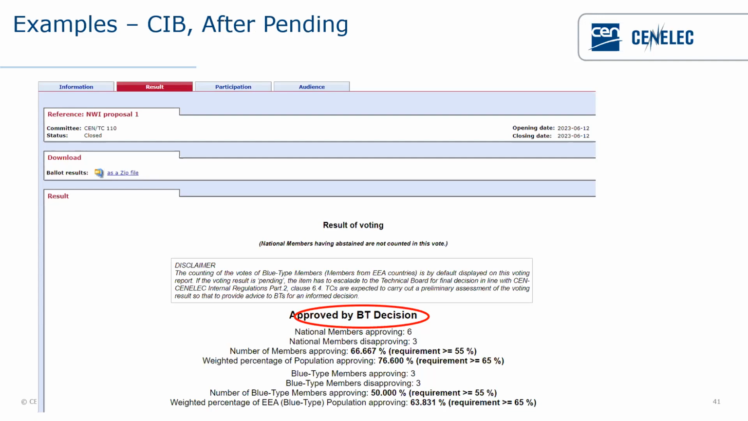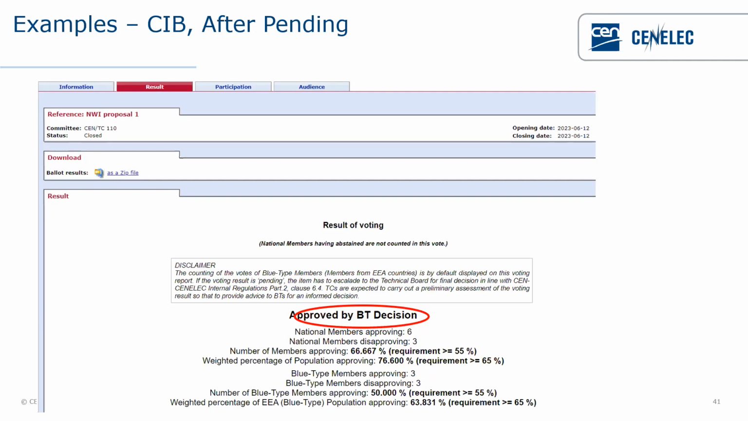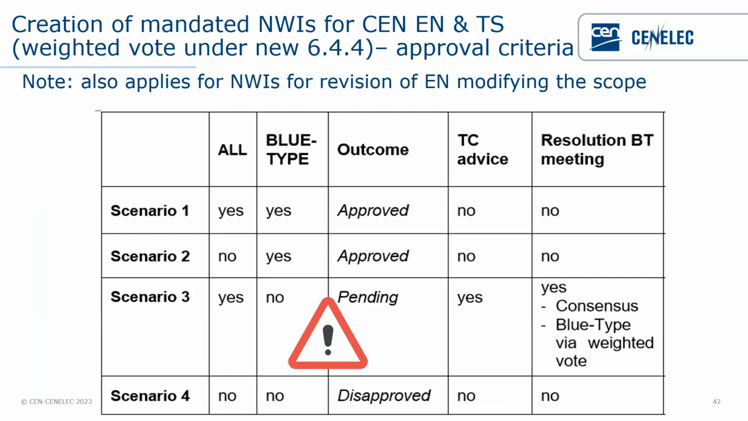So what you see now is how the voting results look for a work item that was pending in first instance, and after BT then was approved. Of course, you can have also disapproved by BT in case BT decides not to approve it. Since we're covering the approval via weighted vote, this is the same scenario as before. So the pending only applies in this case.